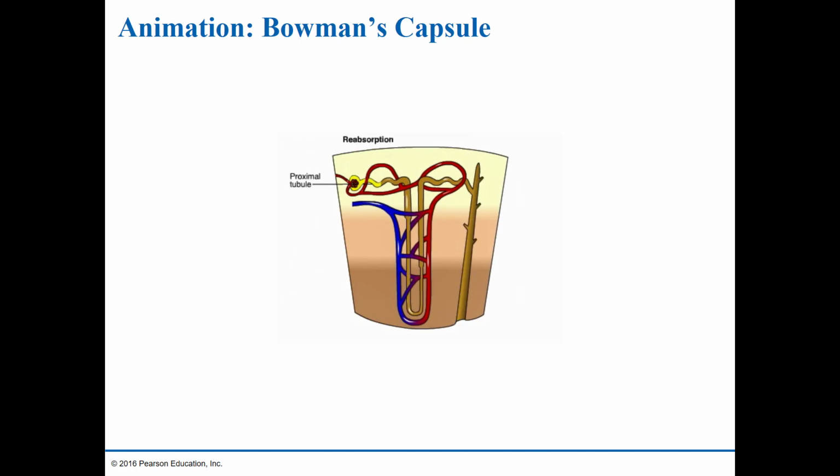Let's look at the process of reabsorption as the filtrate continues its journey through the nephron tubule. In the proximal tubule, reabsorption of bicarbonate ions helps regulate the blood's pH. Sodium chloride, glucose, and amino acids are actively transported out of the filtrate. This leaves the filtrate more dilute than the surrounding interstitial fluid, so water follows by osmosis. These solutes and water re-enter the blood.